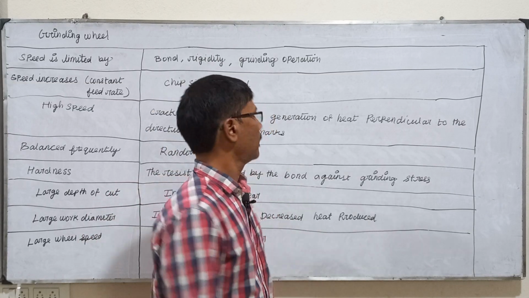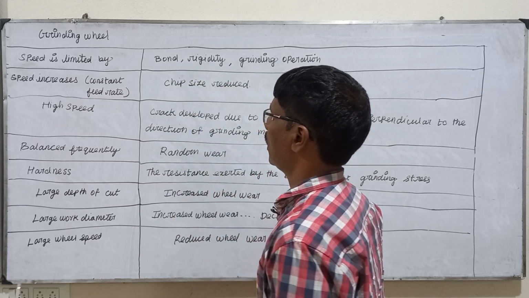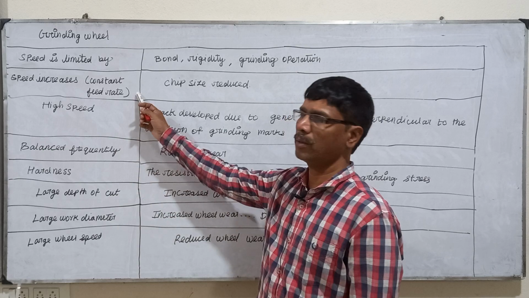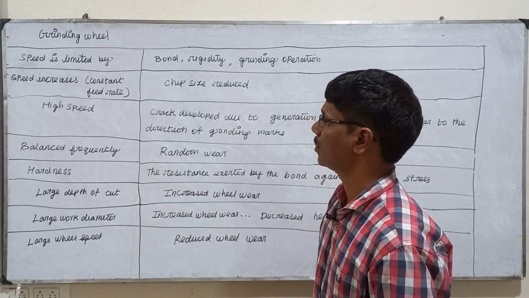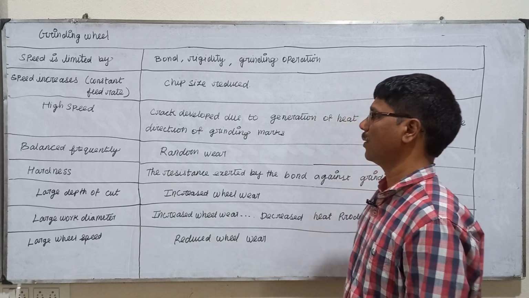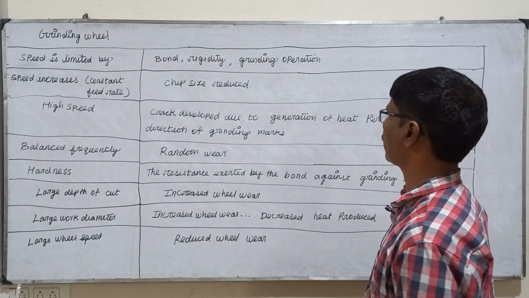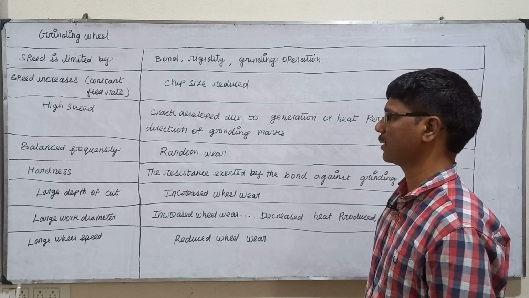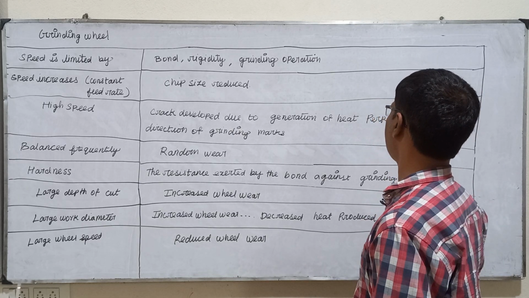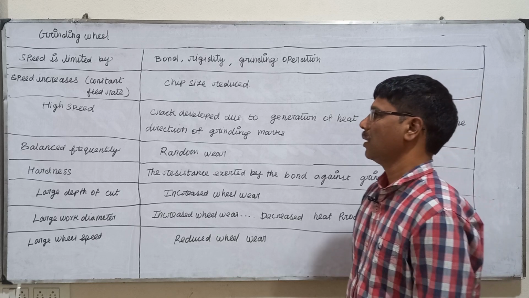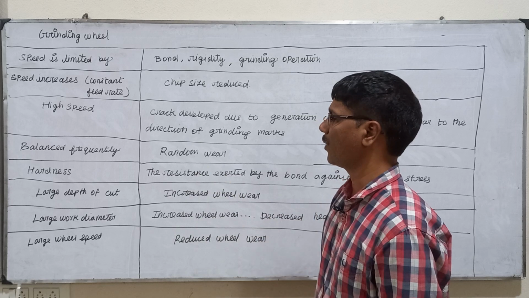In a grinding wheel, speed is limited by bond, rigidity and grinding operation. When speed increases at constant feed rate, what happens? The chip size is reduced. At high speed, cracks develop due to the generation of heat, perpendicular to the direction of the grinding marks. The grinding wheel should be balanced frequently. Why? Because of random wear.